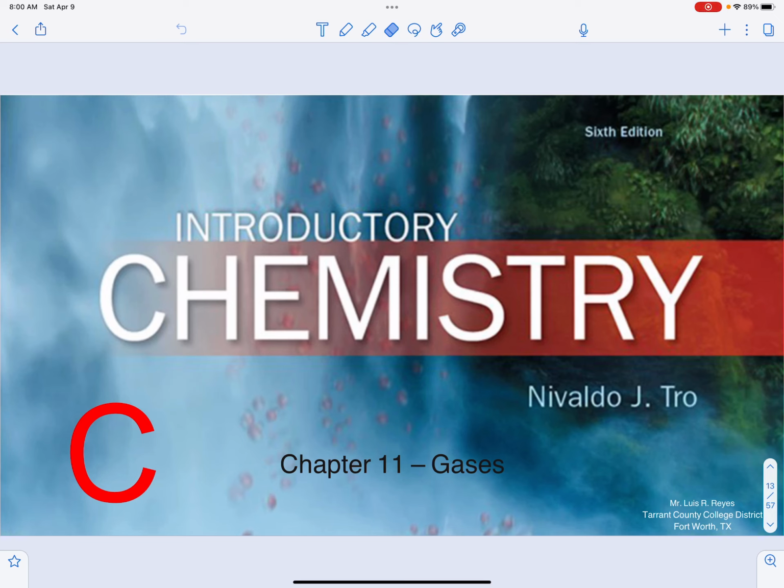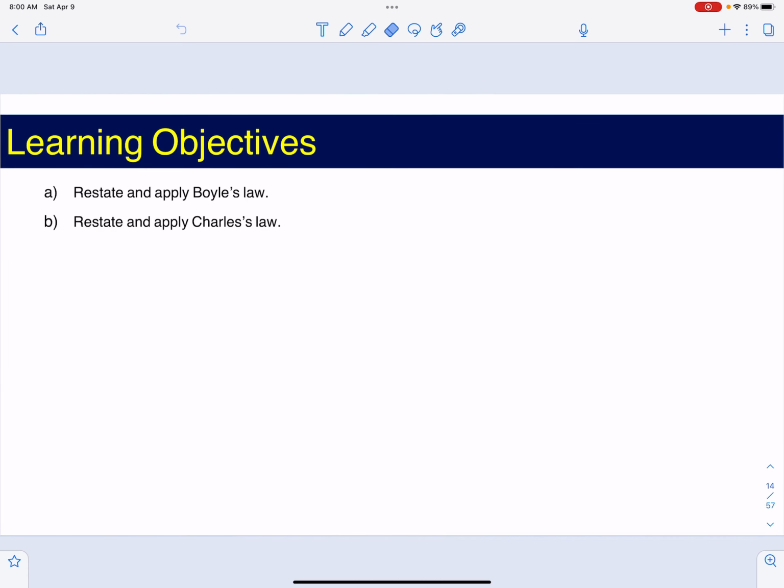Everyone, welcome back. Now that we understand better the kinetic molecular theory of gases and we can relate that to how that affects pressure, volume, temperature, and the amount, let's put that into formulas. So in this part of the lecture, we are going to start studying different laws that govern the behavior of gases, and they come with formulas. We're going to talk about Boyle's law. We are also going to talk about Charles's law.